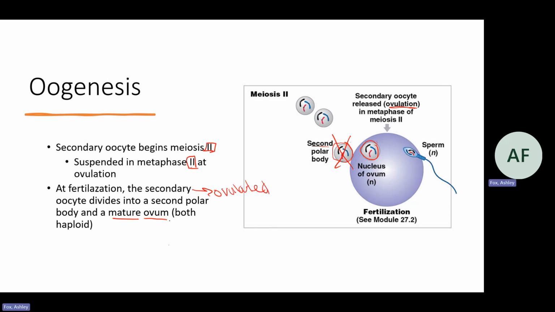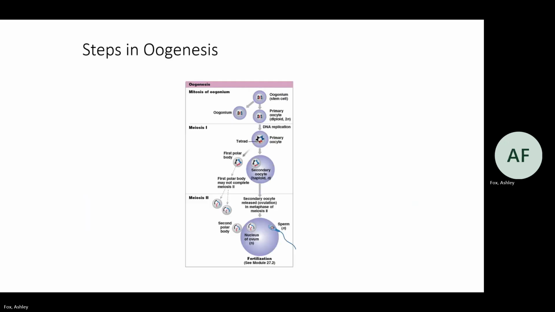And only after fertilization do you have a mature ovum, because it's finished meiosis too. So again, looking overall, all of this is happening before birth, where you have the primary oocyte. It's going to be frozen in prophase 1.